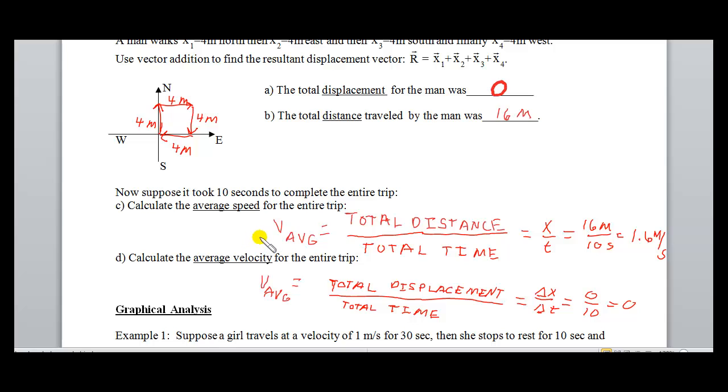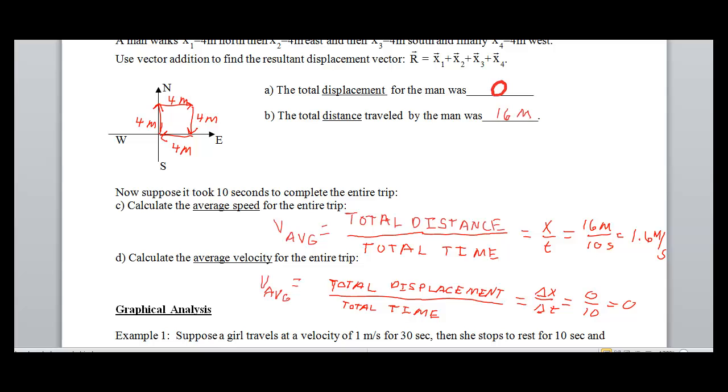Okay, now notice that we use v to designate average speed and also average velocity. We can't use s for speed because s stands for second. So the only way we're going to distinguish speed and velocity is when we talk about speed in relationship to total distance traveled and average velocity in terms of total displacement.